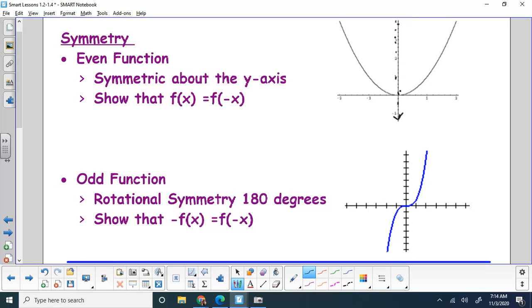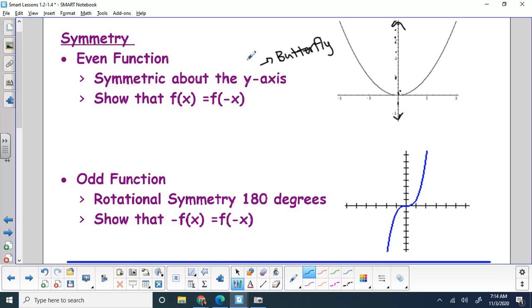And basically what it says is if I were to fold this over the y-axis, it would be the same on both sides. I like to call this butterfly symmetry. So symmetry about the y-axis means if you fold on the y-axis, you would be the same on both sides. And again, I sometimes refer to this as butterfly. We have the same graph on both sides, and that center point is always the y-axis.